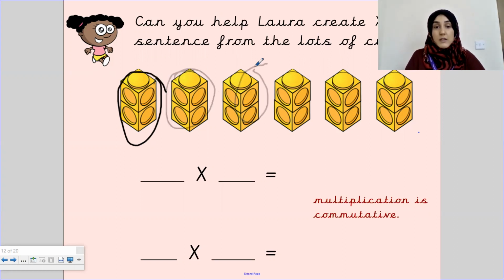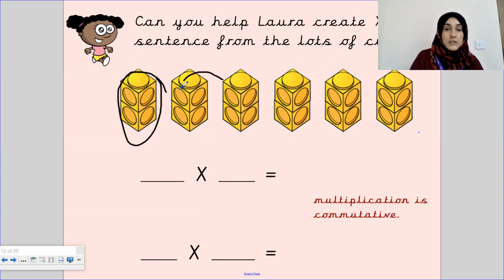Oh, that's a very dodgy 3. Still getting used to this one. Oh, it's deleted that one as well.